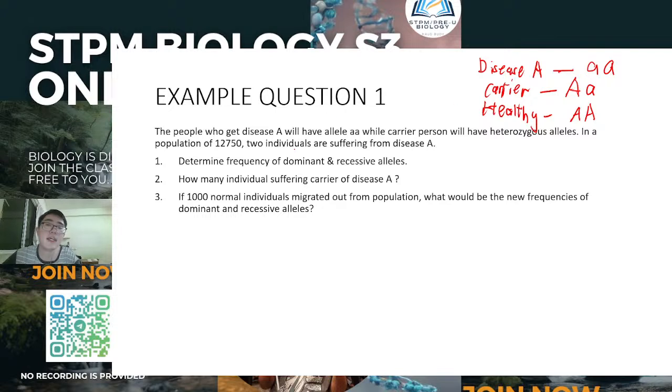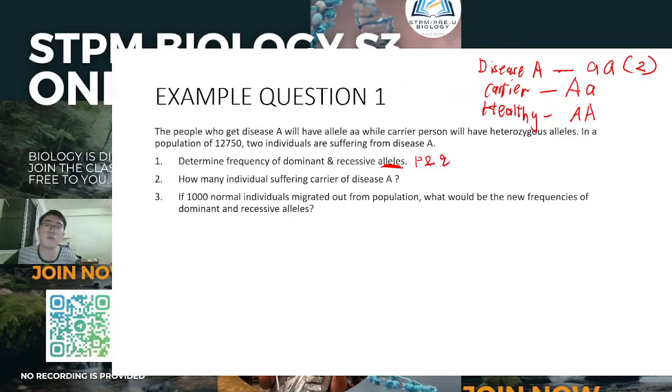It already gives you that two individuals are suffering from disease A, meaning among this population two people already have this disease. The first question is to determine the frequencies of the dominant and recessive alleles. If you want to find the allele frequencies, you need to find P and Q. I mentioned that you need to find Q square first, then Q.